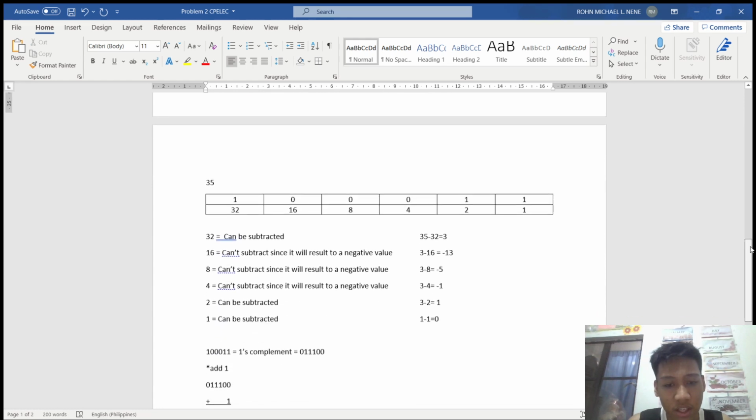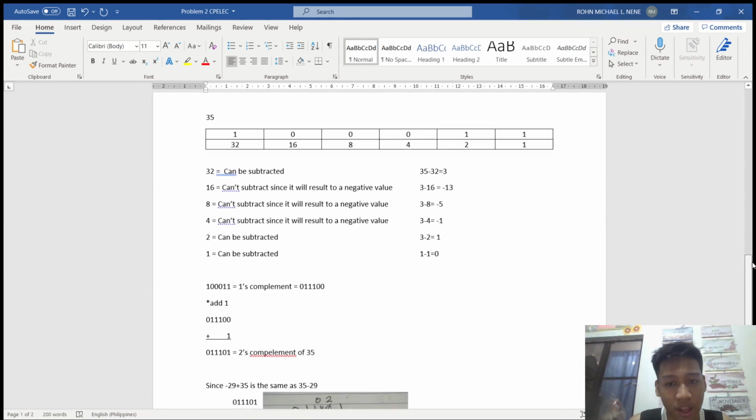And then next is 35. Again, we will be constructing this table to determine the binary value of 35. And then subtracting 35 to 32, which is possible, we will have an output of 3. That is why we have 1 here in 32. And then for 16, since the output is less than 16, we will be having an output of 0 here.